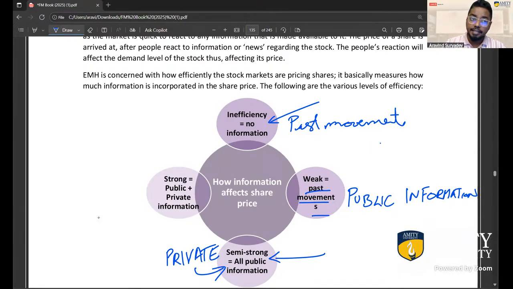Now, in theory, there's a strong efficiency market also. We don't see strong efficiency in the real world. We see more of semi-strong. Yeah. Strong efficiency is all the information that we talked about, that is past movements, public information, and even private information being reflected in the share price. So even having private information will not let you do anything.